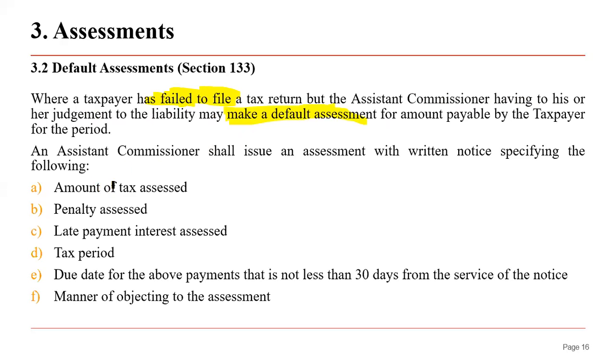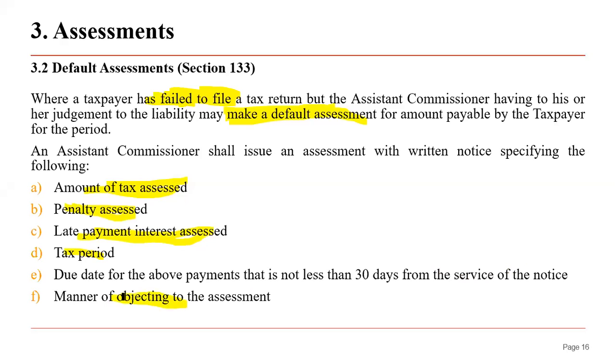Then in that assessment, they will declare the tax amount assessed, the penalty, because they have not made the payment and not filed the return, and the late payment interest and the tax period. They need to declare in the notice of assessment the date for the above payment, not later than 30 days from the date of service of notice. Then the manner of objecting.